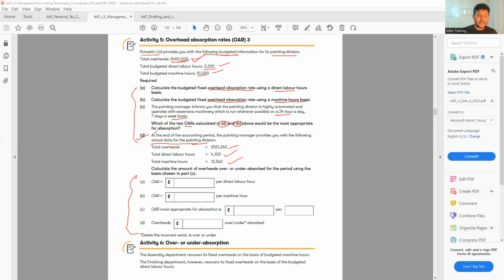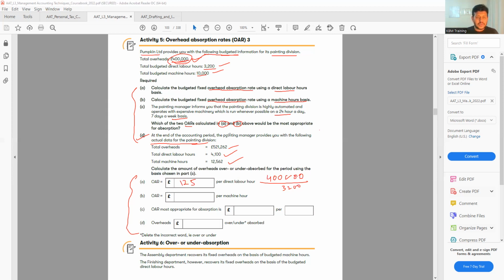The first one we do is our OAR per labor hour. Let's do this one. Activity 5. We have the budgeted overhead, 400,000, and we divide by the labor hours, 3,200. And that gives me how much? 125 per labor hour. Very well done, Jack, Sabira. So 125 is our labor hour rate.